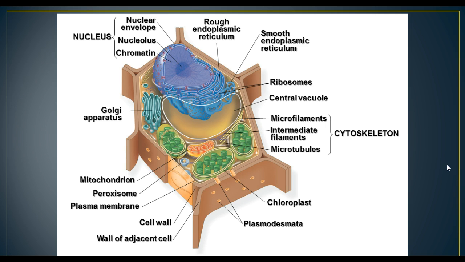Plant cells have many of the same structures. They do not have lysosomes, but they do have chloroplasts with an internal membrane system. But all the other structures that we talked about in the animal cell are also present in the plant cell.